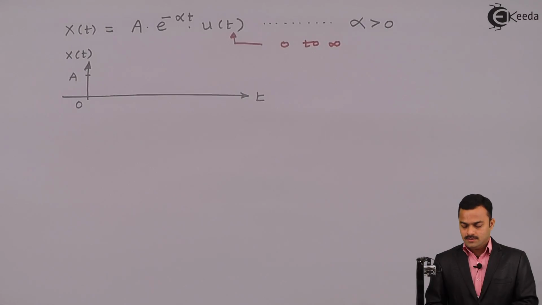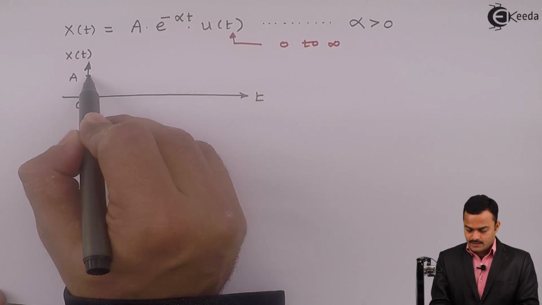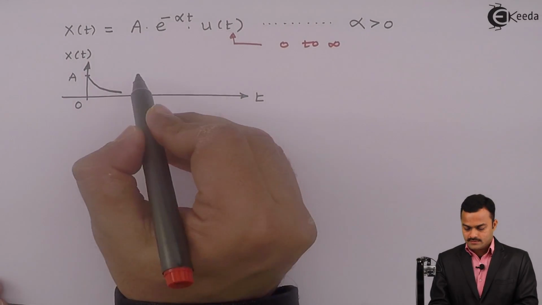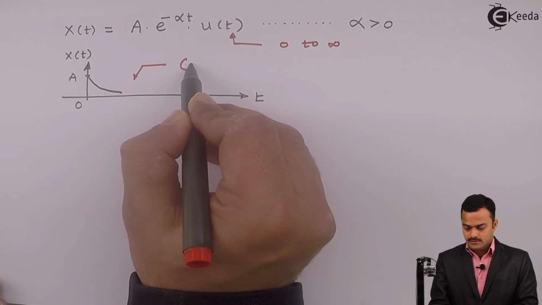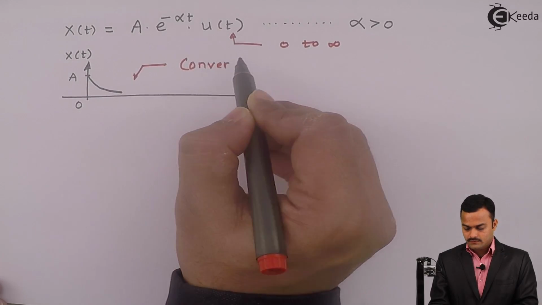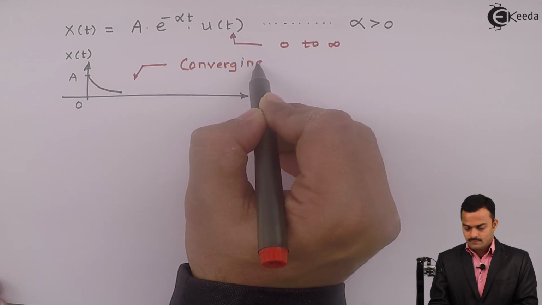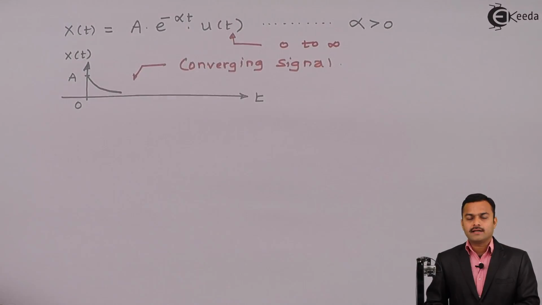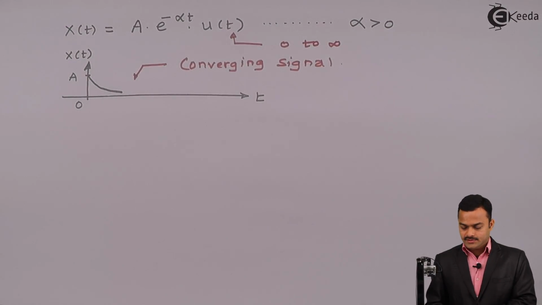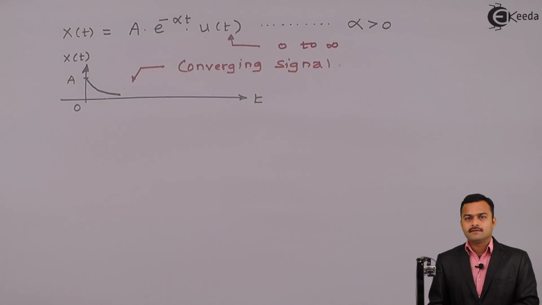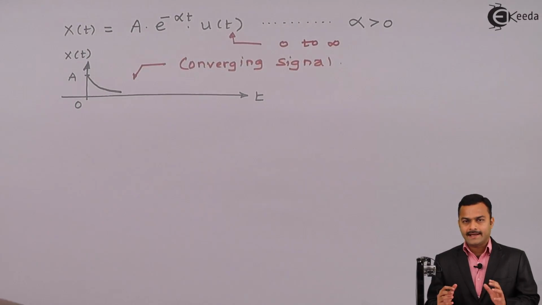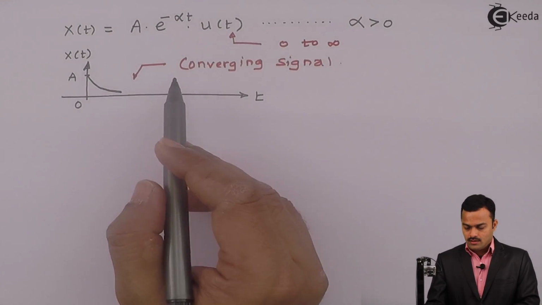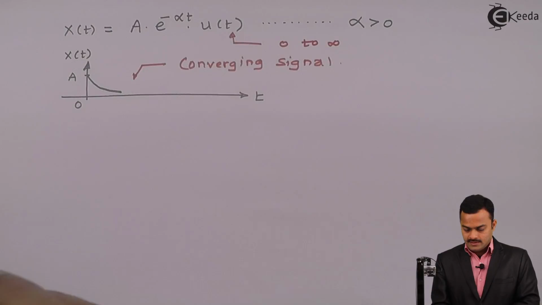Why is this very important? So that we will get a signal like this, a decaying signal, which we often call converging. What is the meaning of a converging signal? As t tends to infinity, the signal tends to 0. So it is converging, it will have some finite area to it. So after doing this, let's find out the energy.